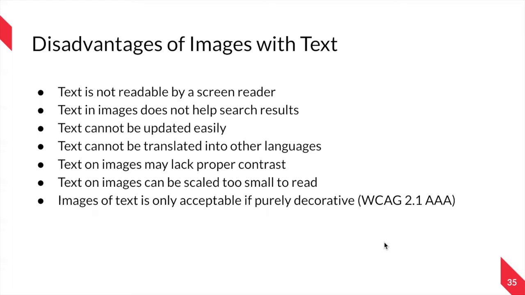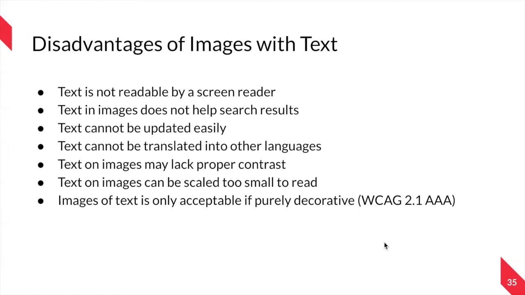Remember, accessibility is not just about people with disabilities, but it could be people from an international standpoint that you're trying to reach. If you have translation software, those images aren't going to be translated automatically. Text on images may lack proper contrast. So trying to change that may require recreating that image. But if you're going to recreate the image, pull out the text.